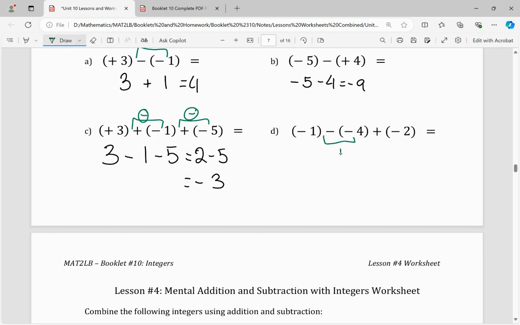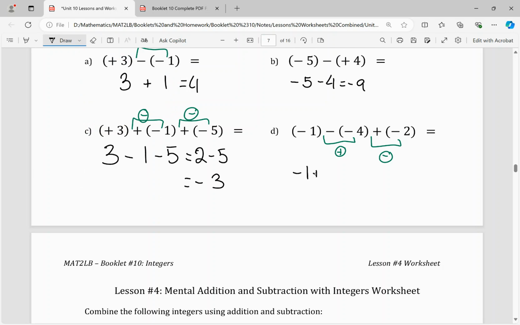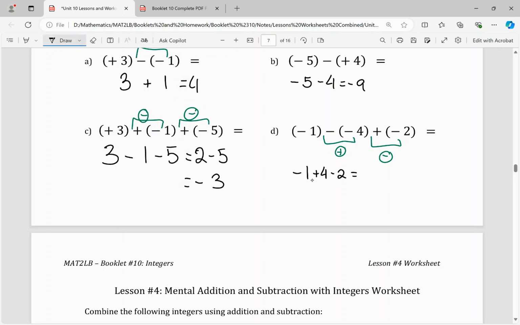All right, let's handle this last problem. 2 negatives make a positive, and a negative makes a negative. So we can rewrite this as negative 1 plus 4 minus 2. Now let's handle this one step at a time. Negative 4 plus 1, that's going to make a 3. And since the larger number is positive, that's going to make a positive 3. So this is like positive 3 minus 2, and 3 minus 2 is equal to 1.